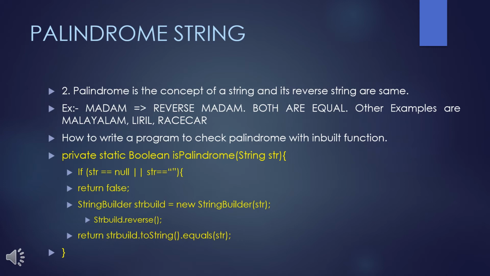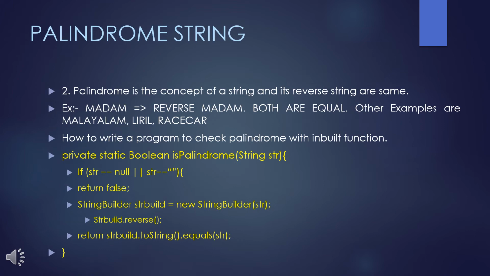So we are often asked to check for a palindrome without inbuilt methods. I tried one with the inbuilt method. If the string is equal to null, then I am returning false, because the string should not be null or empty. Using the StringBuilder, I am building the string and returning the StringBuilder reverse. I check that the StringBuilder toString is equal to the original string, and then I will show that it is a palindrome.